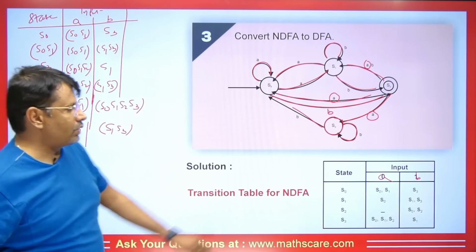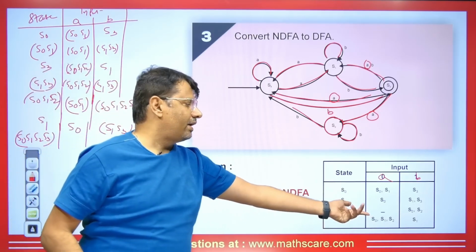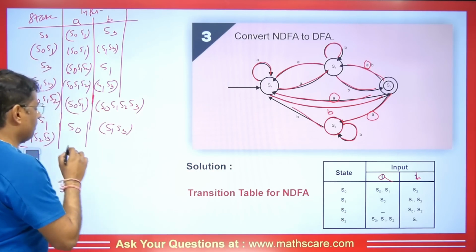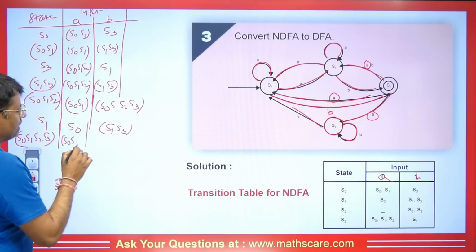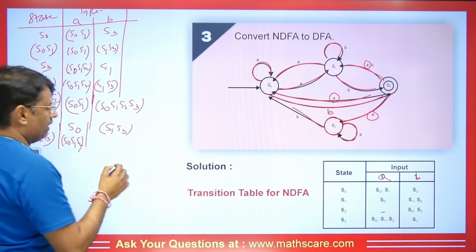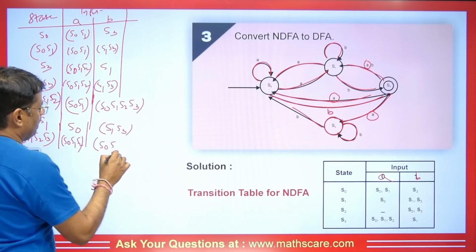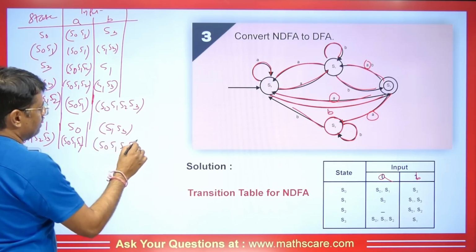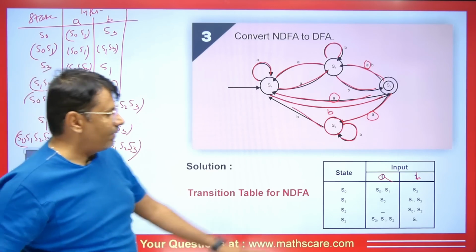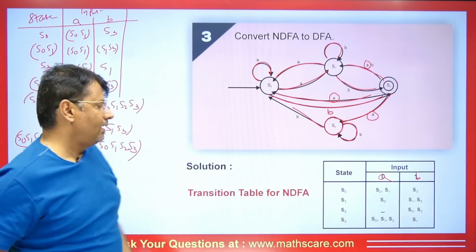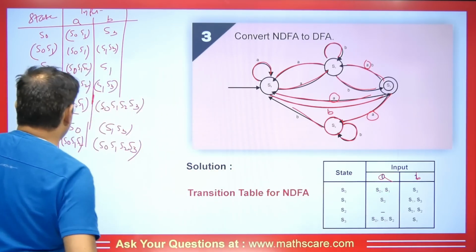We will take all the 4 states. So we will have input S0, S1, S2. If we take all 4 states, then we will get S0, S1 and S2. And here we have S0, S1, S2, S3. You need to understand this. We are not getting S3 here. Clear? So we will get only this. You need to pay attention to this.